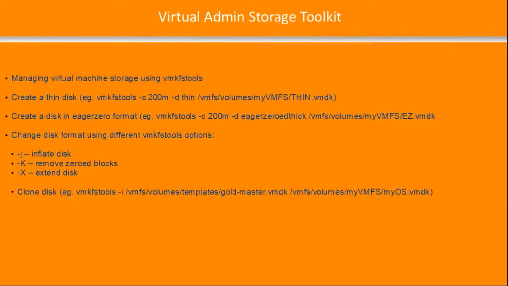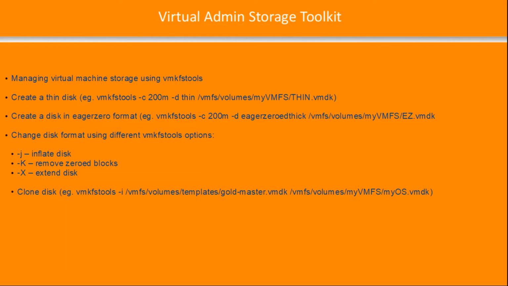Next, we can also change disk format using the different vmkfstools options. We can inflate a disk. This will take a thin provisioned virtual machine disk VMDK and convert it into an eager zeroed disk. We can use -K to remove zeroed blocks. When run on a VMDK, it will reduce it to a thin provisioned VMDK.